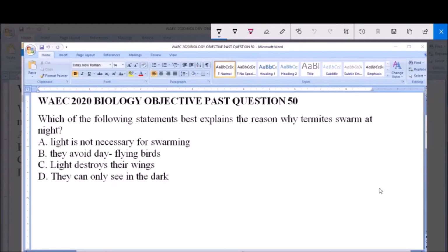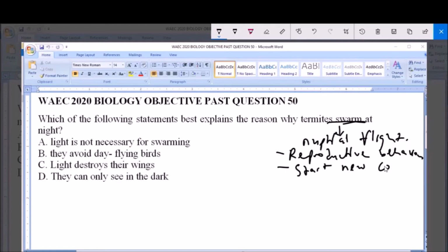Reasons why termites swarm at night. A. Light is not necessary for swarming. B. They avoid day flying birds. C. Light destroys their wings. D. They can only see in the dark. So termite swarming is also known as nuptial flight in termites, and basically it is a reproductive behavior seen in termites when they want to start new colonies.